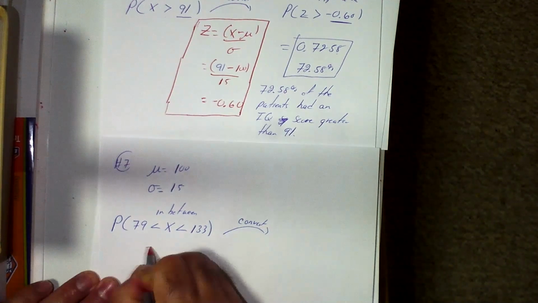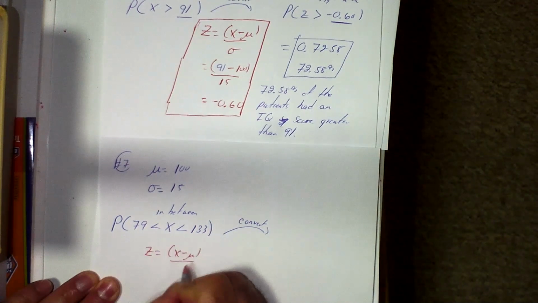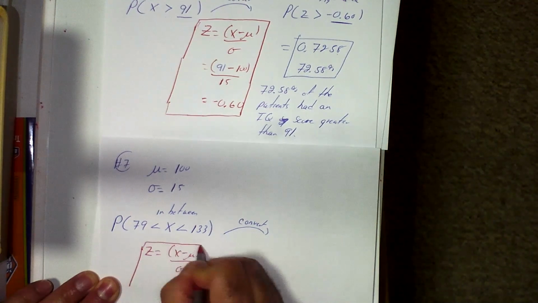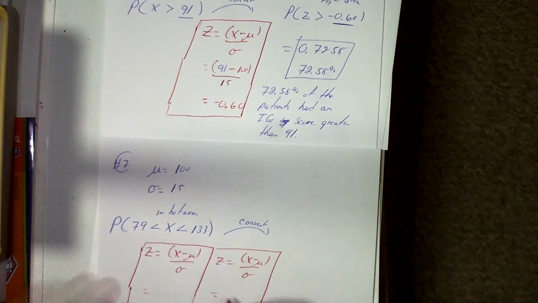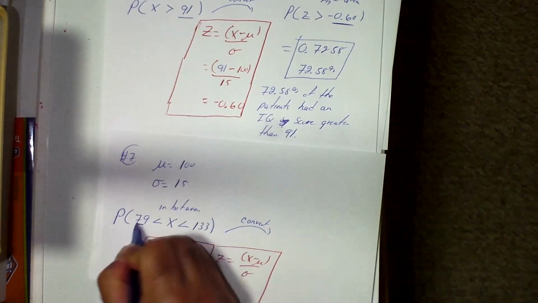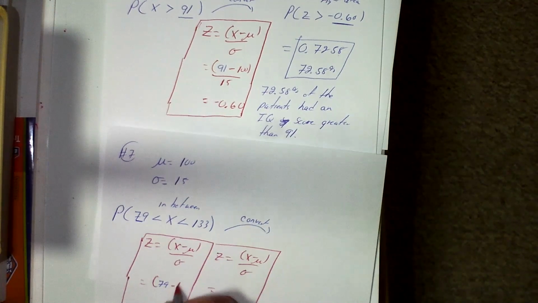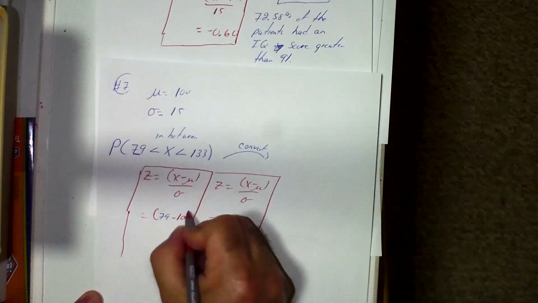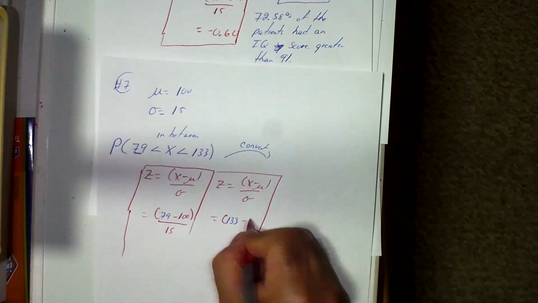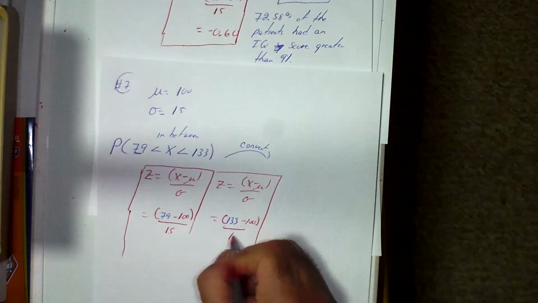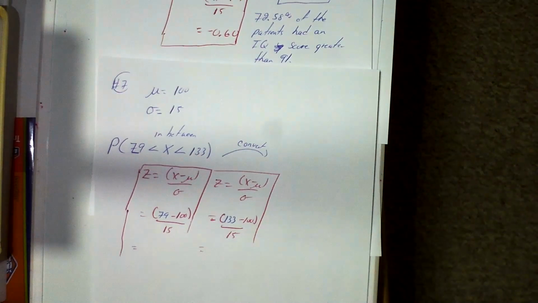So I've got to do z equals x minus mu. I've got to write the formula twice, and we're going to plug it in. All right, so let's plug in the first number. We'll plug in the 79 first. So 79 minus 100 divided by 15. The other one is going to be 133 minus 100 divided by 15. And remember, I want two decimal places behind the decimal point.